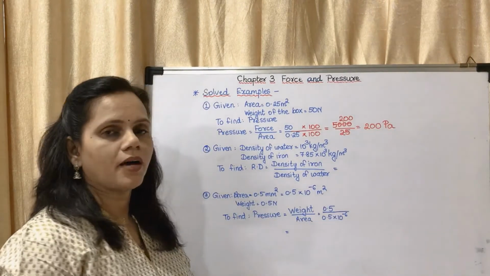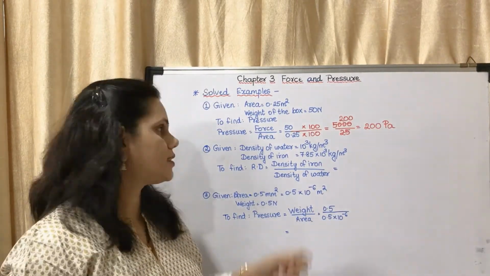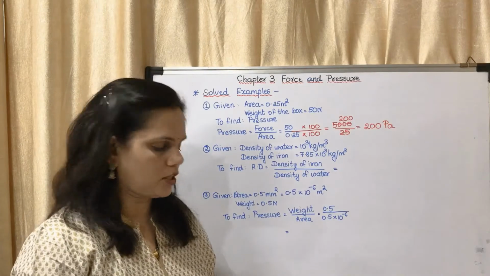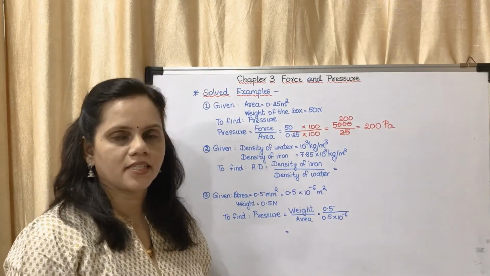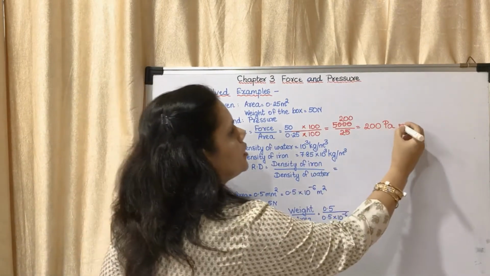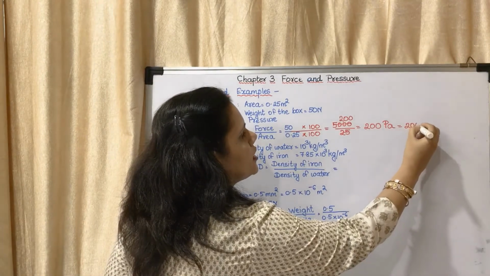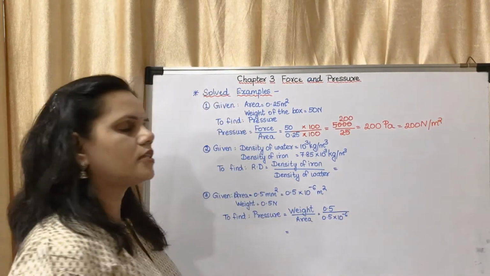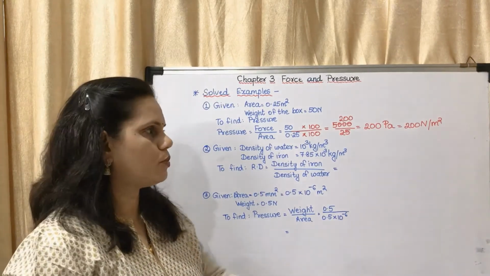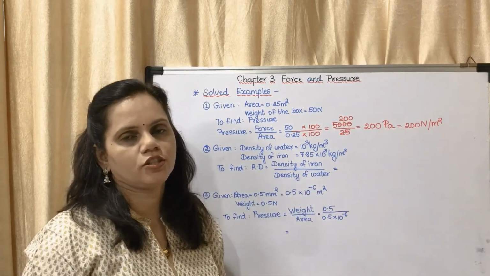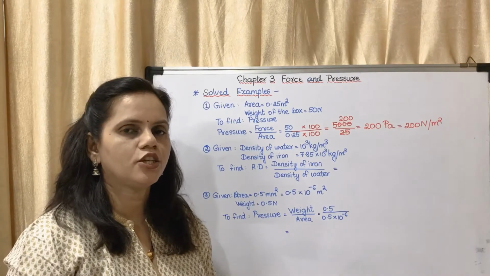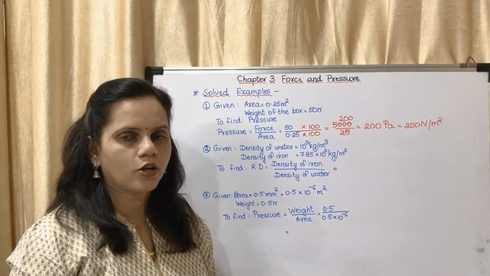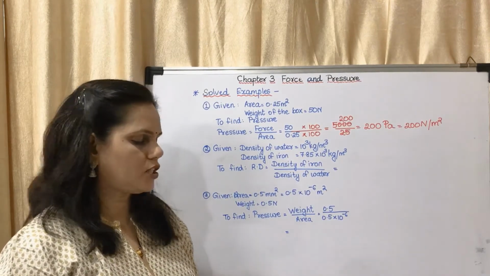What is Pa? Pa means Pascal, which is the unit of pressure. Otherwise the unit of pressure is 200 Newton per meter square. Both units you can use, but the unit used in your textbook is Newton per meter square. Now we may move on to the next question.